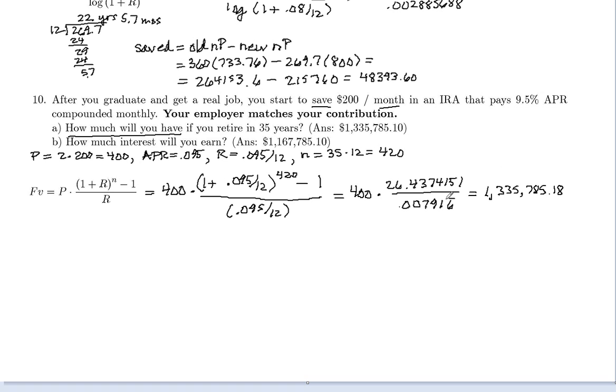So remember, you want your goal to be 2 to 3 million. So you'd want to be putting away like 800 a month, not 400 a month. How much interest will you earn? Okay, that's the next question.